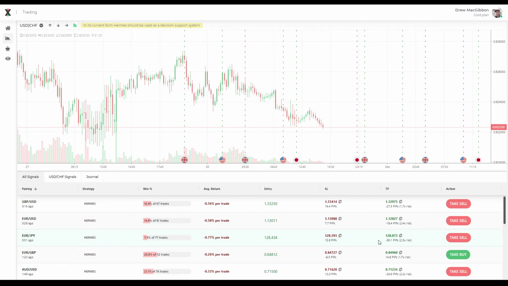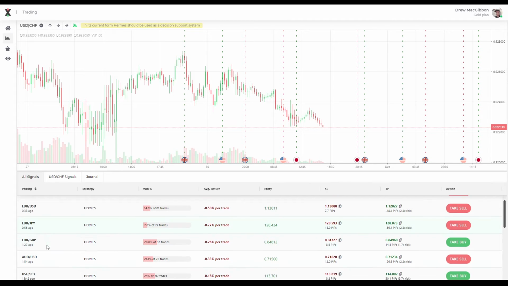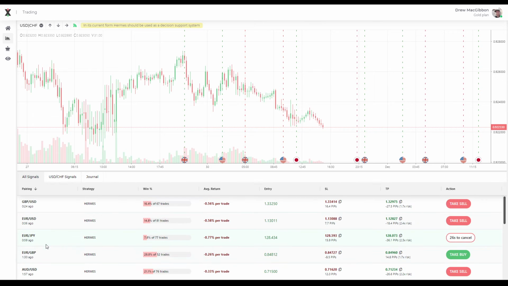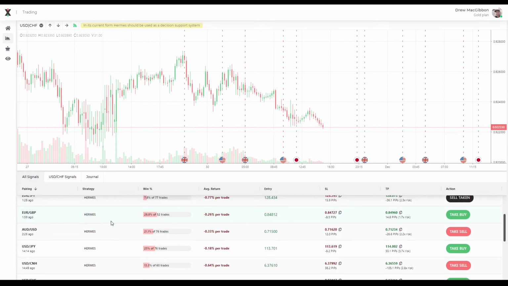We've got Euro JPY. We're going to take that. We've got a USD CAD, which has not come through yet, and a USD CHF. So maybe they're not going to create signals this time. We'll just have to wait and see a little bit longer. There we go. It doesn't look like USD CHF is going to create one.